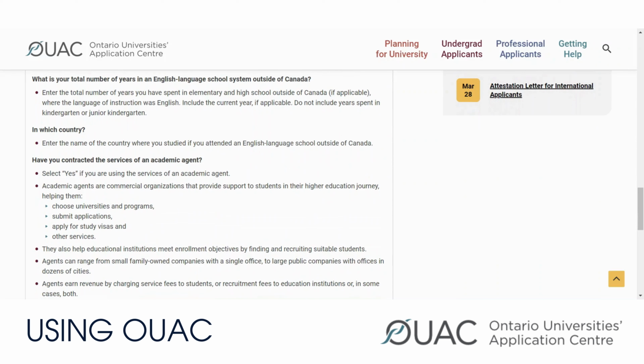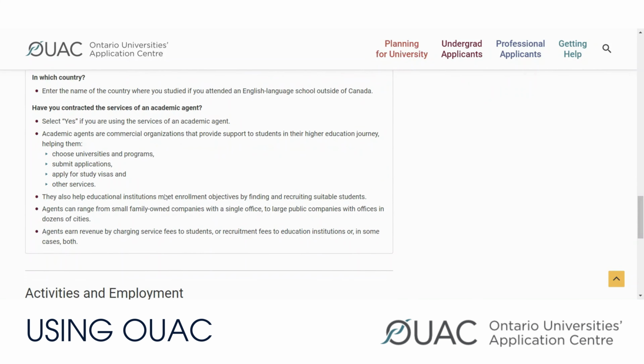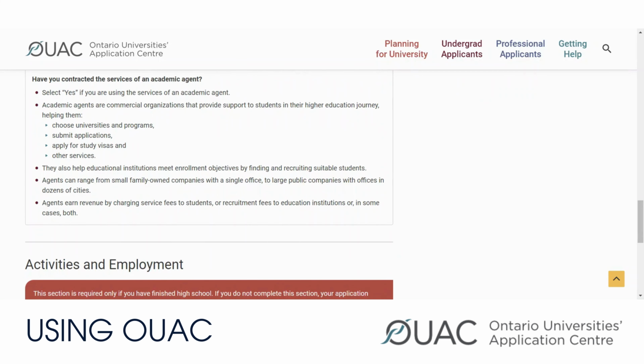If you are outside of Canada, it will also ask what your total number of years in an English language school system is. Please enter that if you have that information. Then it will also ask in which country. The last question asks, have you contracted the services of an academic agent? If you have, then say yes. These are organizations that provide support to students in their higher education journey. There's a bunch of them out there, and they are very useful, helping with choosing universities and programs and so on.